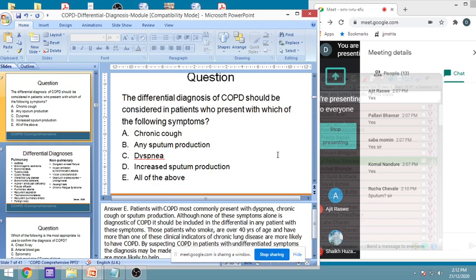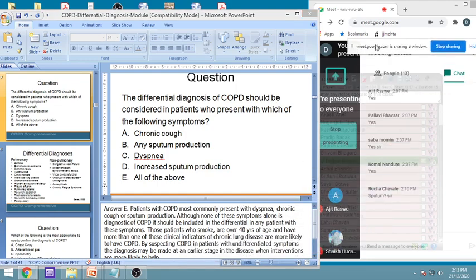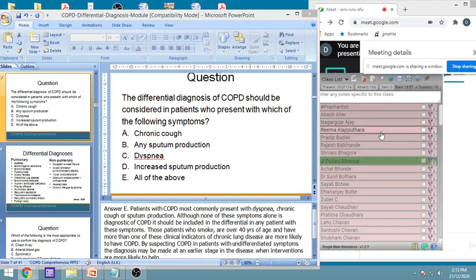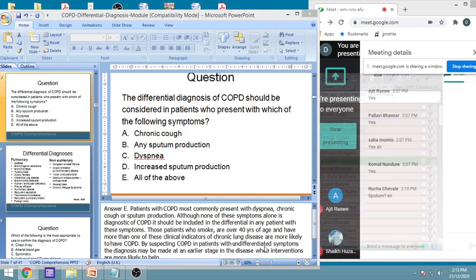Patients who smoke, who are over 40 years of age and have more than one of these clinical indicators of chronic lung disease, are more likely to have COPD. By suspecting COPD in patients with undifferentiated symptoms, the diagnosis may be made at an earlier stage of the disease when the interventions are likely to help.